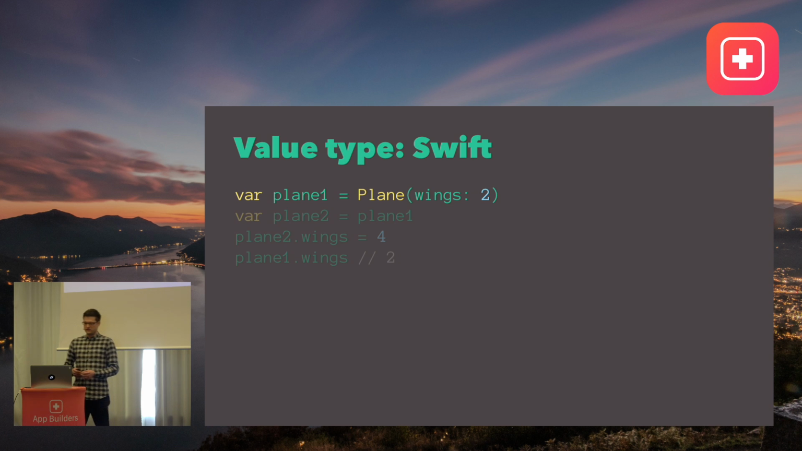Big difference. Structs in Swift are value types. So here we create a plane in plane 1. This plane has 2 wings. And then we copy plane 1 into plane 2. We change the number of wings of plane 2 to 4 wings. And then when we check the number of wings of plane 1, it's still 2. Because we did a deep copy of plane 1 into plane 2. So when we changed plane 2, plane 1 didn't change.